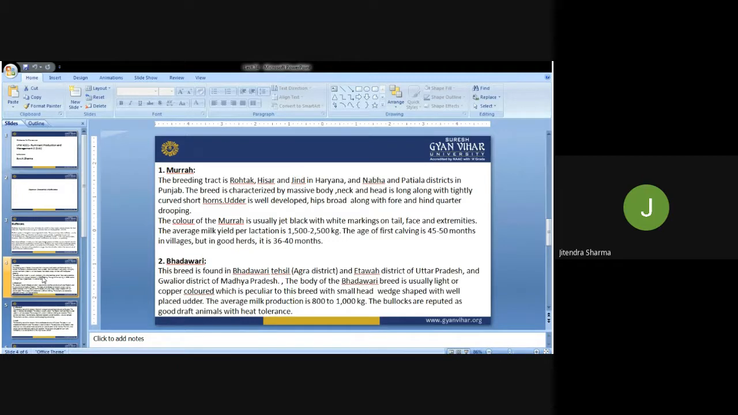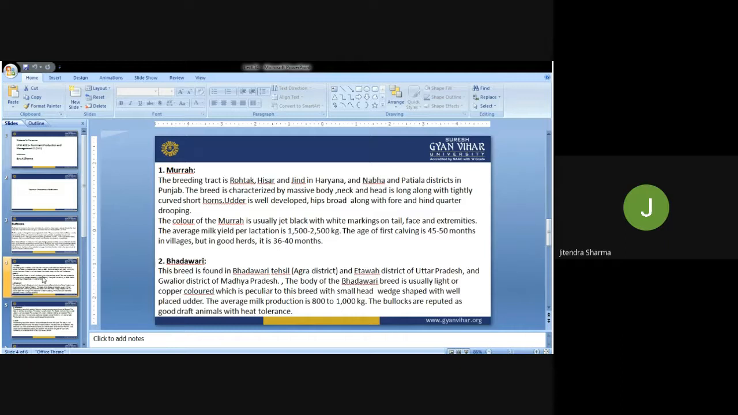Then we have a second breed which we call the Bhadawari. This breed is found in Bhadawari Tehsil, Agra and Etawah districts of Uttar Pradesh and Gwalior district of Madhya Pradesh. These three districts are adjoining each other, although in different states, and in this adjoining area the Bhadawari breed is found very much. The body of the Bhadawari breed is usually light copper colored, which is peculiar to this breed, with a small head.